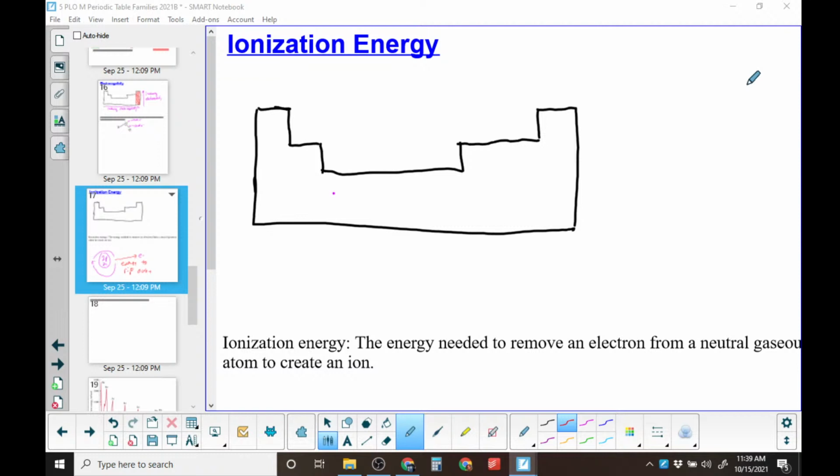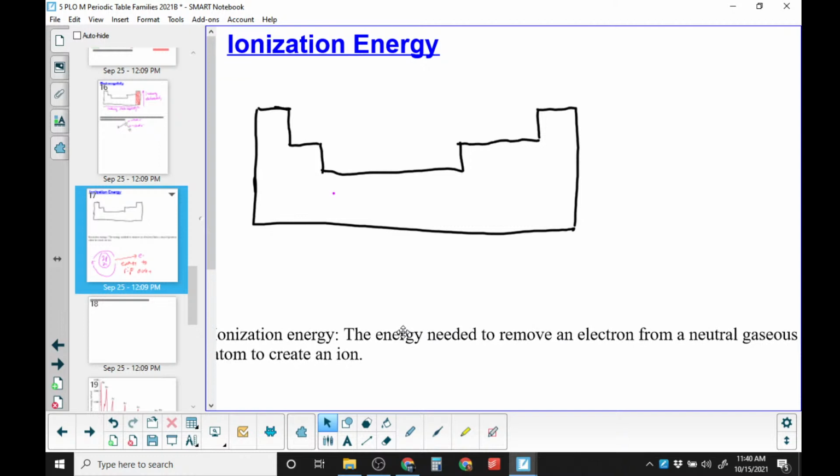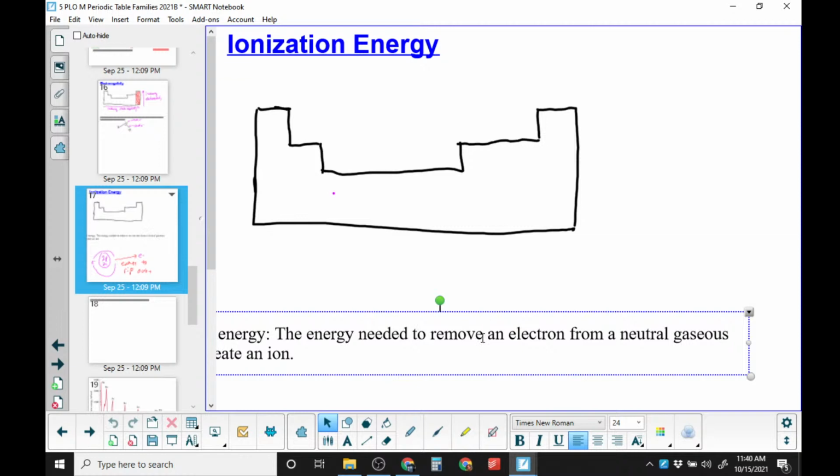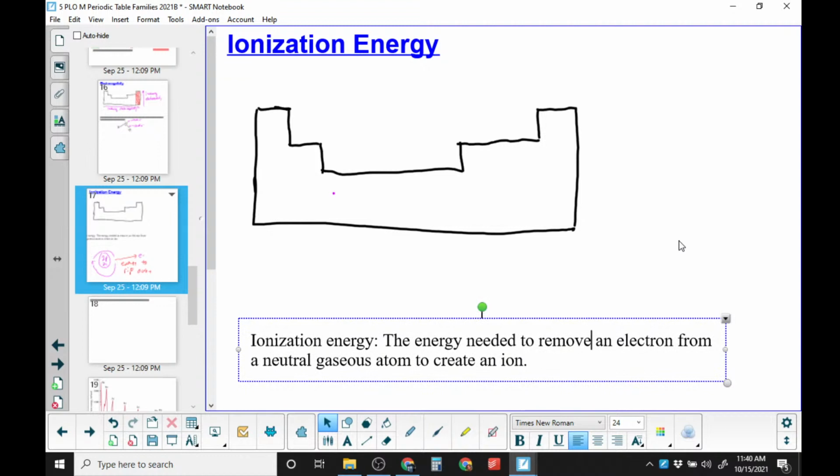Okay, if I can get your attention, Henry. Henry, what is ionization energy? Yeah, don't read it off the board, just what is it? In layman's terms. To get rid of an electron is a great way of putting it. Okay, another group.